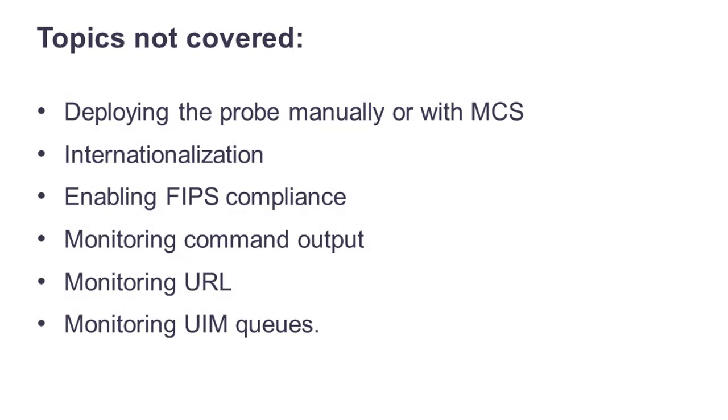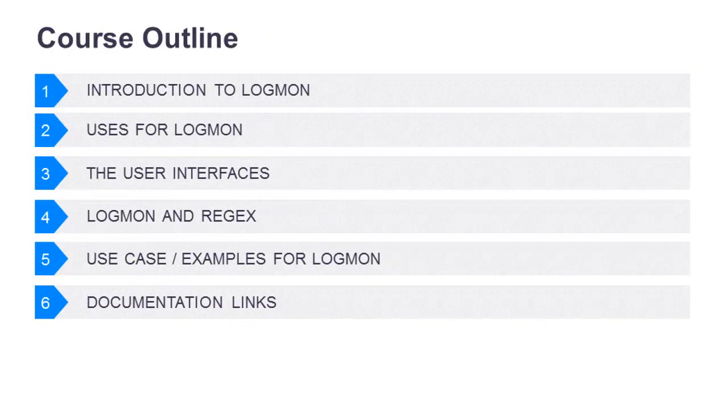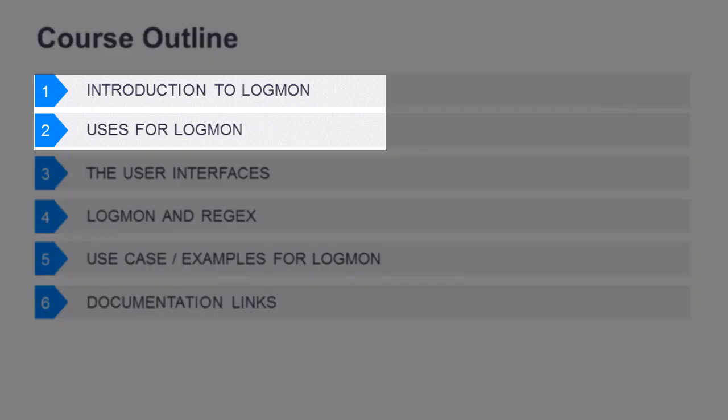Some of the things we will not be covering in detail in this training are deploying the probe manually or with MCS, internationalization, enabling FIPS compliance, monitoring command output, monitoring URLs, nor monitoring UIM queues. These will be covered in later training sessions. This course will be divided into several videos. In this video, we'll take a look at why you might want to use this tool and go over some basic operations that this probe can be used for.